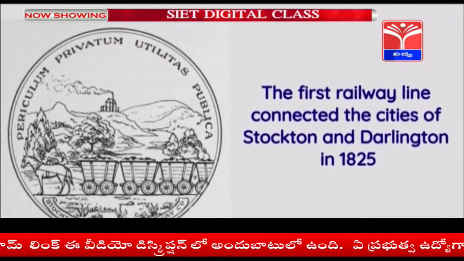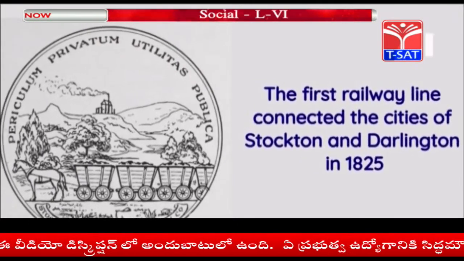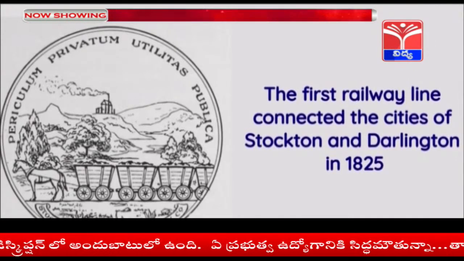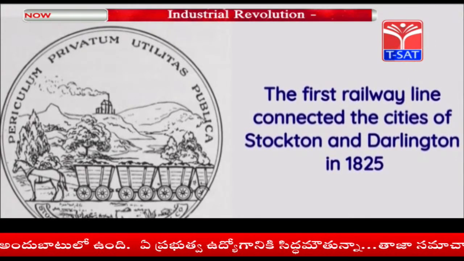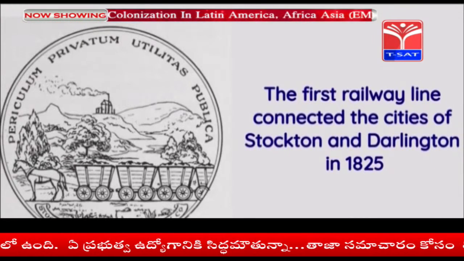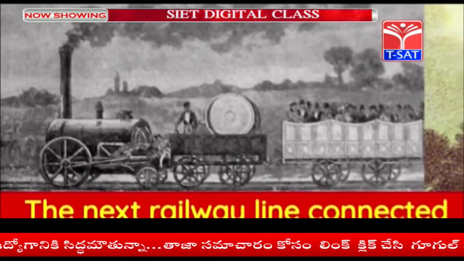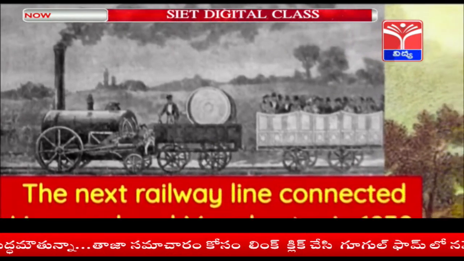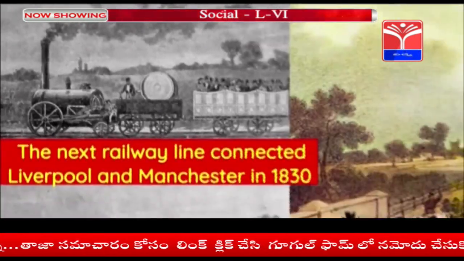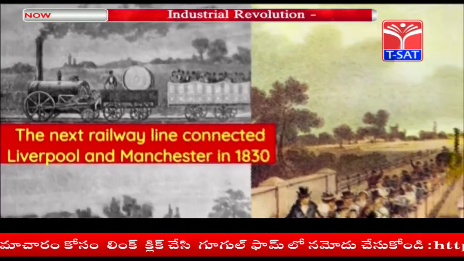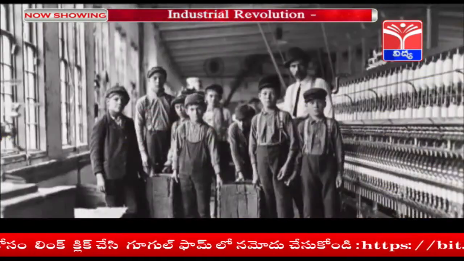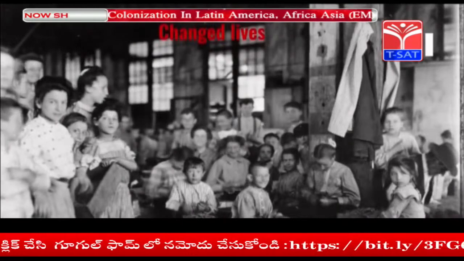The first railway line connected the cities of Stockton and Darlington in 1825, a distance of 9 miles that was completed in 2 hours, at a speed of 5 miles per hour. The next railway line connected Liverpool and Manchester in 1830. Within 20 years, trains had started moving at the speed of 30 to 50 miles an hour.